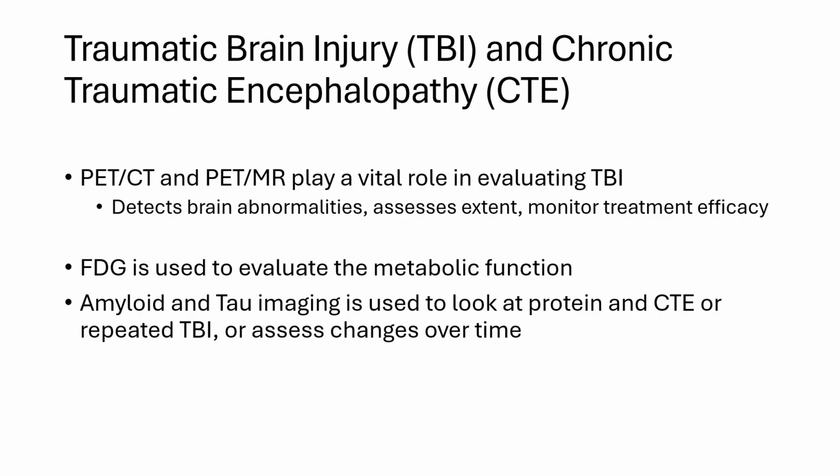Now we're going to shift gears a little bit to talk about traumatic brain injury and chronic traumatic encephalopathy. PET-CT and PET-MR play a vital role in evaluating TBI. It detects brain abnormalities, assesses the extent of TBI, and monitors treatment efficacy. FDG is used to evaluate the metabolic function, and amyloid and tau imaging can also be used to look at the protein accumulation in CTE or repeated TBI, or assess the changes over time.